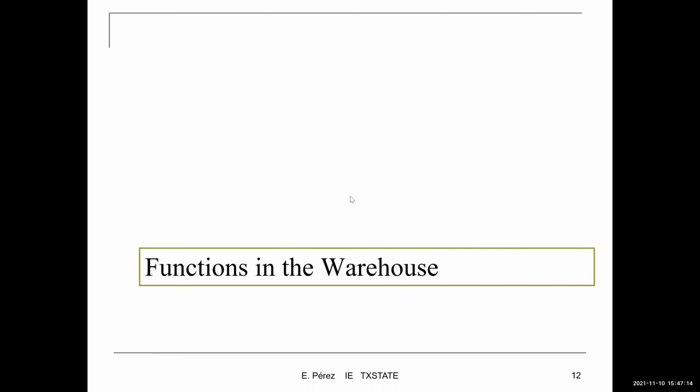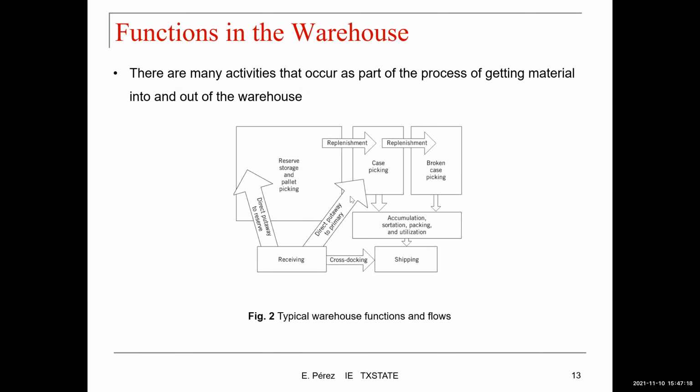So now let's talk about the functions in the warehouse. There are many activities that occur as part of the process of getting material into and out of the warehouse. And here's a picture that shows the typical warehouse functions and flow. So we have the receiving, cross-docking, and shipping. So receiving, we have the direct put away to reserve. So this will be the area for reserve storage and pallet picking.